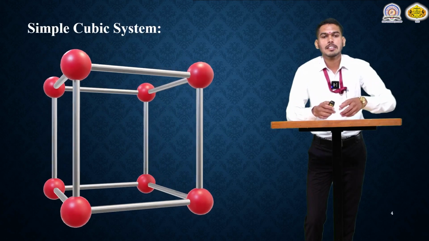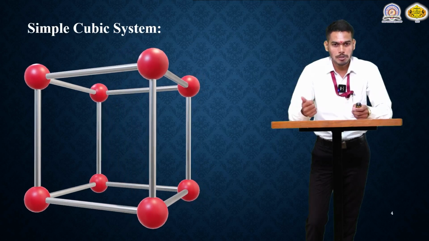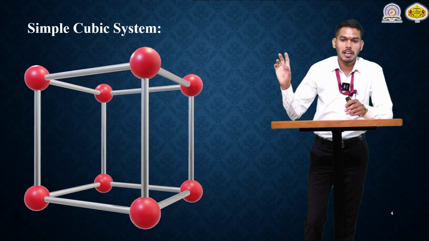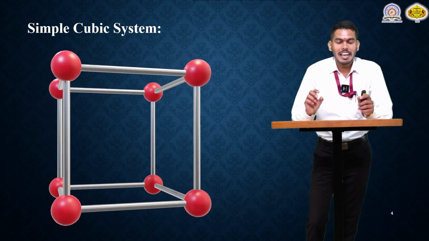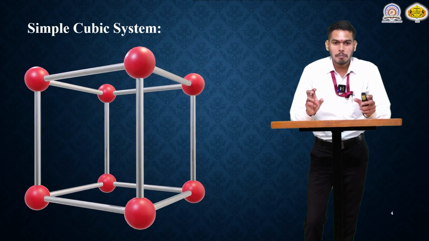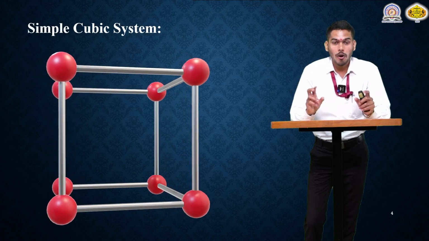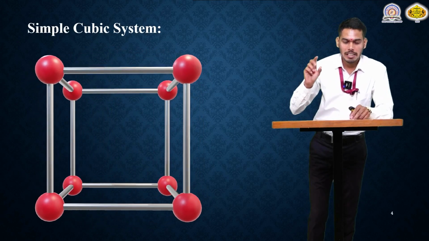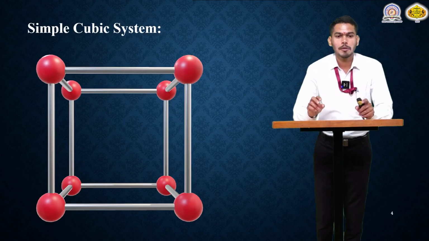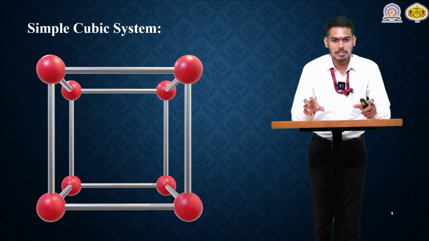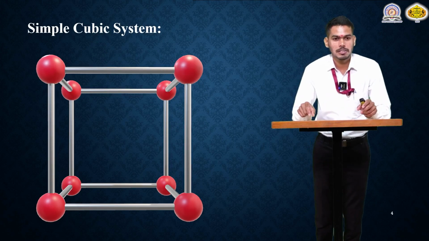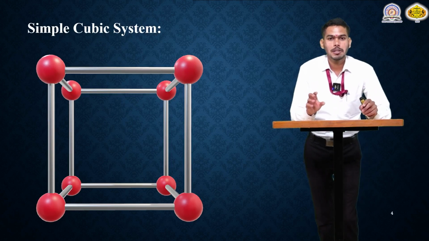So, this is one of the systems of the cubic system, which is the simple cubic system. In a simple cubic system, as you have seen, there are 8 atoms placed on the corners of that cube. The red atoms are the atoms placed at the corners of the cube. So, we have one cube and 8 atoms placed at each corner. This is basically a simple cubic system.